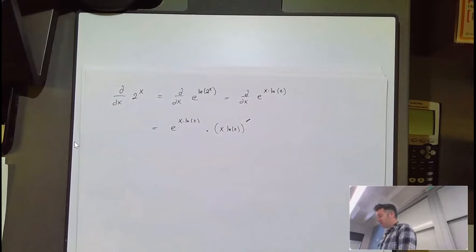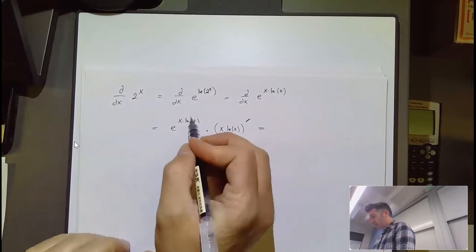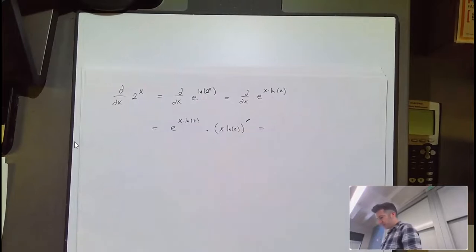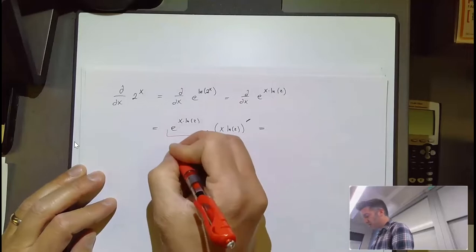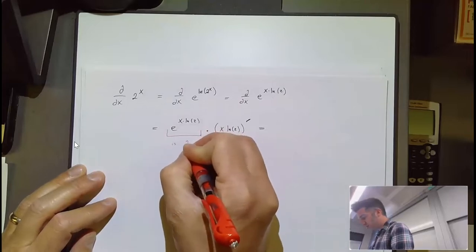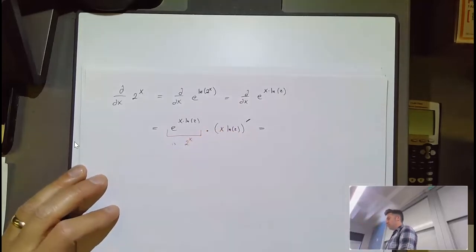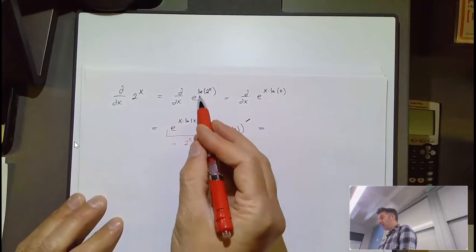Okay, so here's what we're going to do. We know that this here, that there, that is just 2 to the x, right? It's that, which is that, which is that.